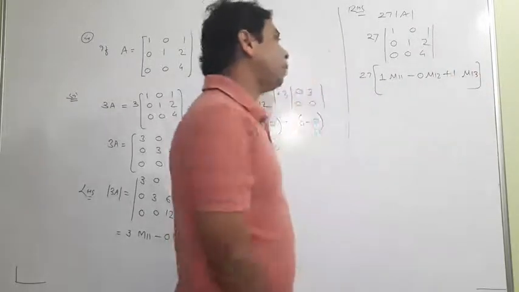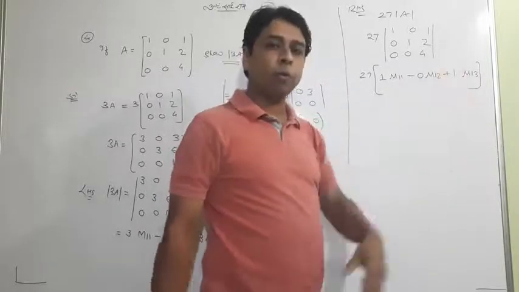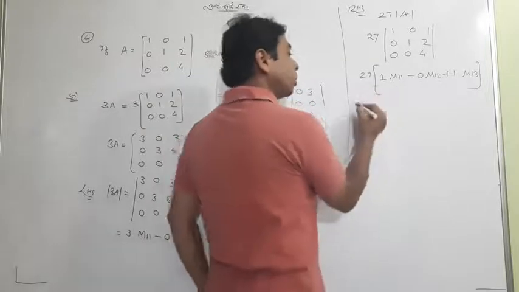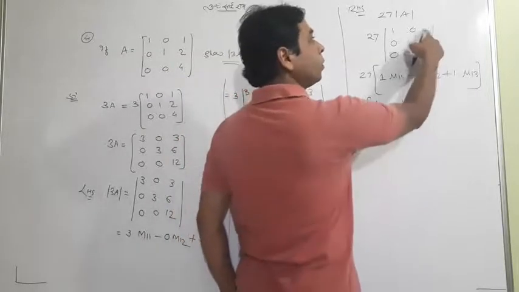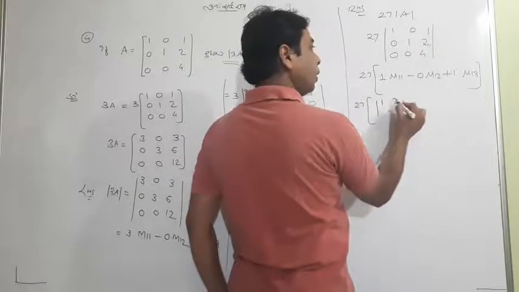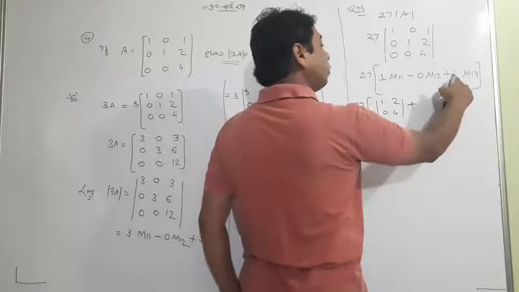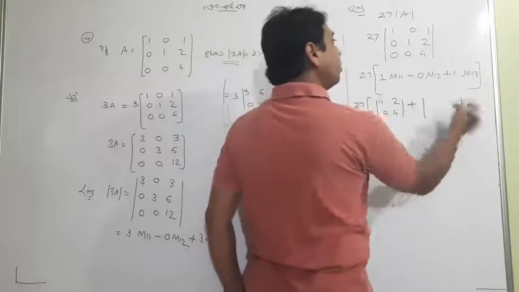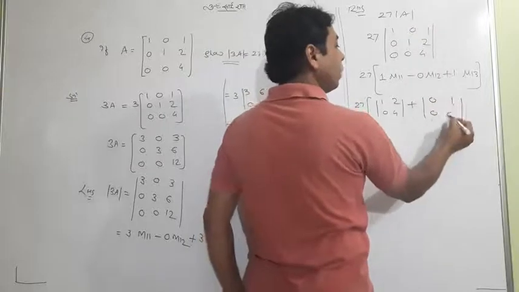Slowly, when you are in practice, you need not write M11, M12, M13. You can directly put the determinant sign. Like for 1 you need not write. What is M11? These two will be eliminated. 1, 2, 0, 4. This 0 into whatever, I'm not writing that term. Even 1, I'm not writing. M13 means the minus of that element. These two will be eliminated. 0, 1, 0, 0 will be remaining there.